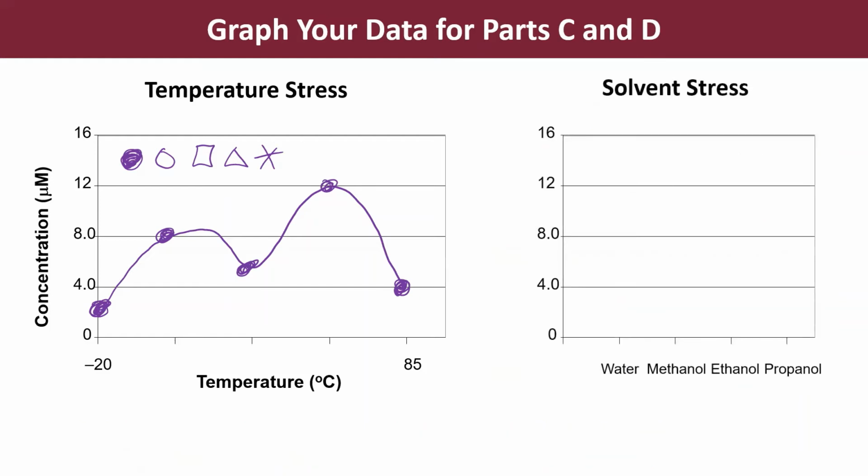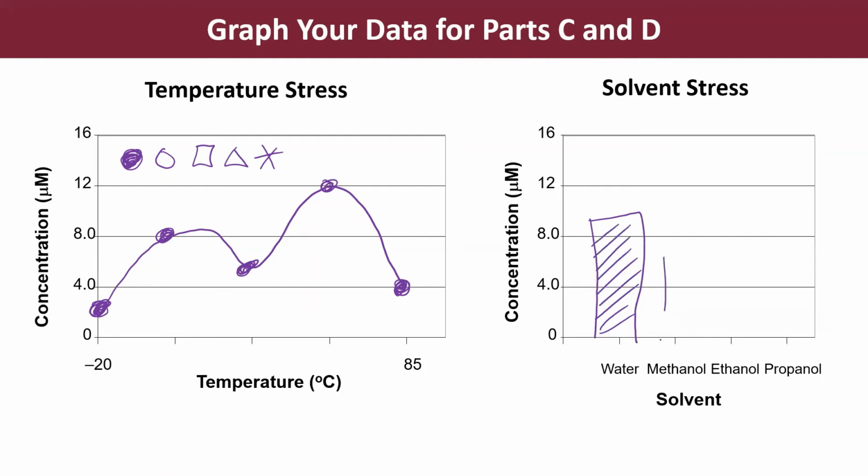For the solvent test, you're going to make another graph, and this graph is going to have solvent on the x-axis and concentration on the y-axis. So this graph is going to be a bar graph. So I'll make some bars here. Here's the water. Going to shade that in to make it a little bit easier to see the bar. Here's the methanol. And you're going to make yours look a lot prettier than this. Maybe use a ruler if you're doing this by hand, because we want to have nice and tidy graphs.